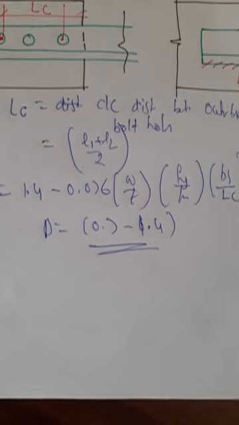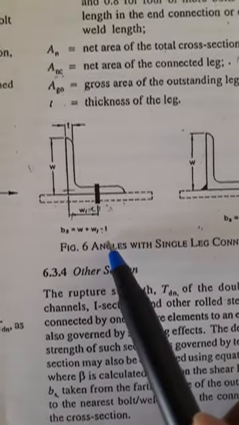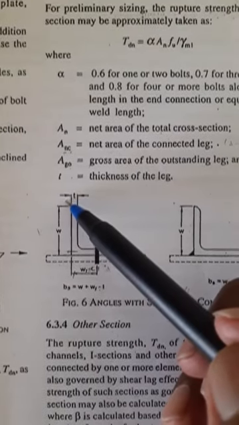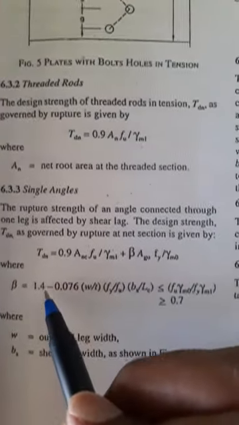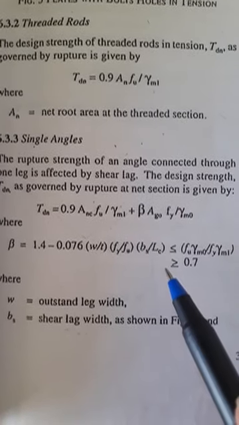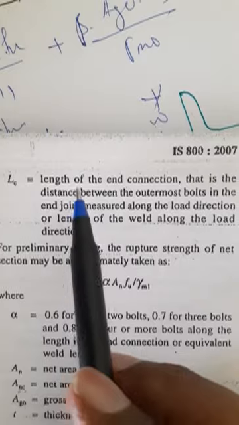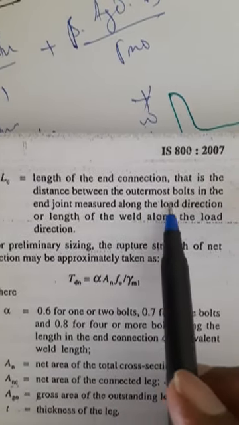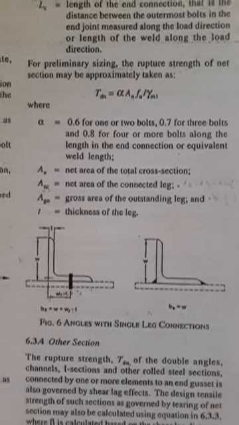Now let us look at that equation. This outstanding leg W, all these things are given in the code book itself. All the definitions are here. The beta equation for TDN is equation 6.3, page 33. This is the definition of beta, where W is the outstanding leg width, BS is the shear lag width, and LC is the distance between outermost bolts. So all these diagrams and all the explanation are given in the code.